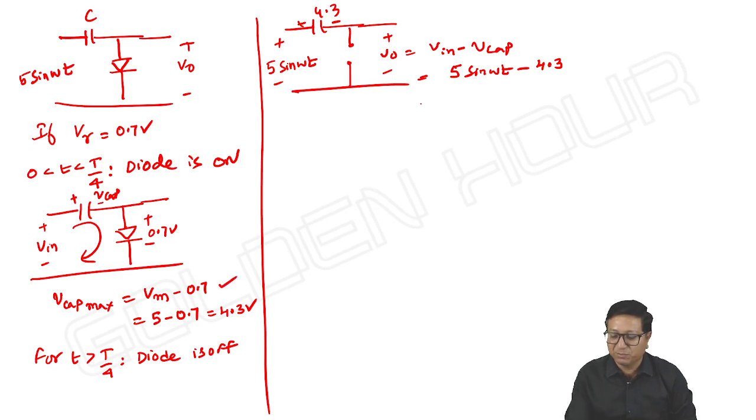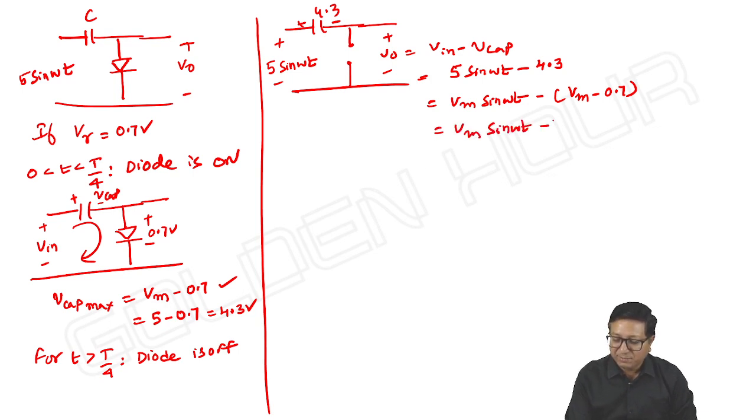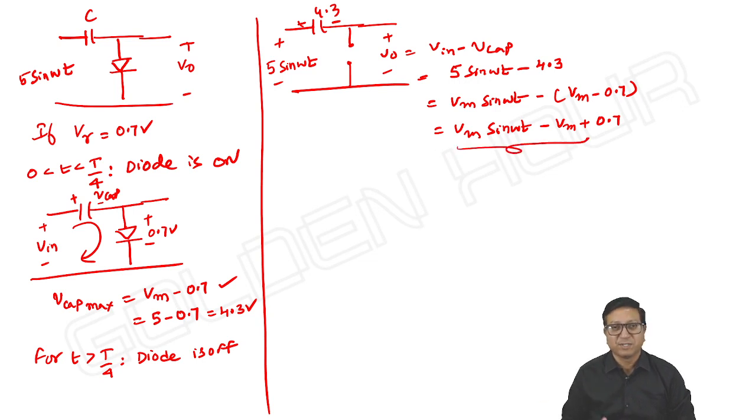What is V capacitor maximum? I wrote Vm minus 0.7. If I generalize it, V input is Vm sin omega t minus V capacitor, which is Vm minus 0.7. So what do we get? Vm sin omega t minus Vm plus 0.7 volt. If the diode is ideal, this is the output Vm sin omega t minus Vm. But if V gamma is given, then we just need to add 0.7. So as simple as that.